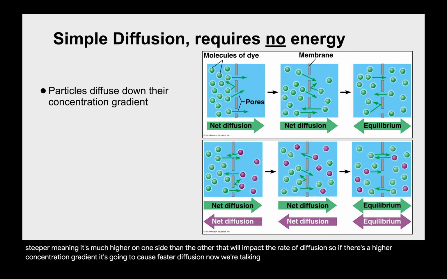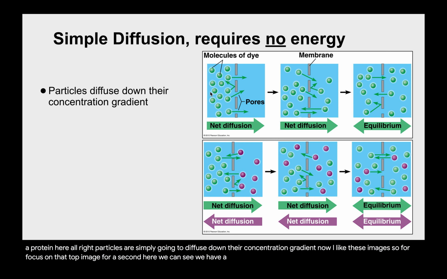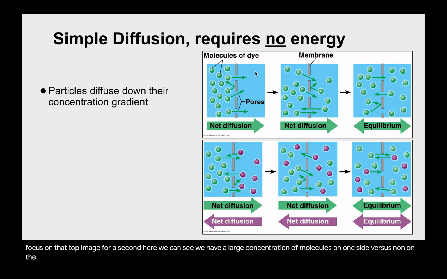Now, if we're talking about simple diffusion, again, we don't need a protein here. Particles are simply going to diffuse down their concentration gradient. Now, I like these images. So if we're focused on that top image for a second, we can see we have a large concentration of molecules on one side versus none on the other side. That's going to drive diffusion across our membrane.